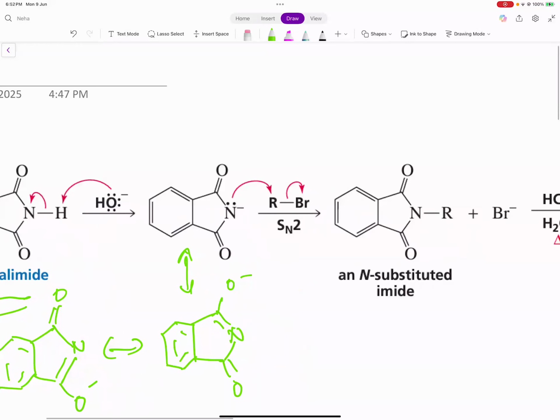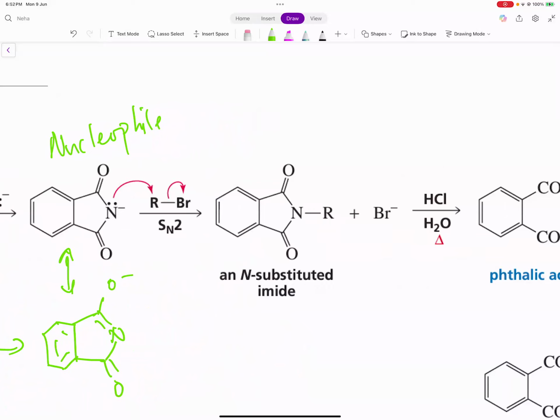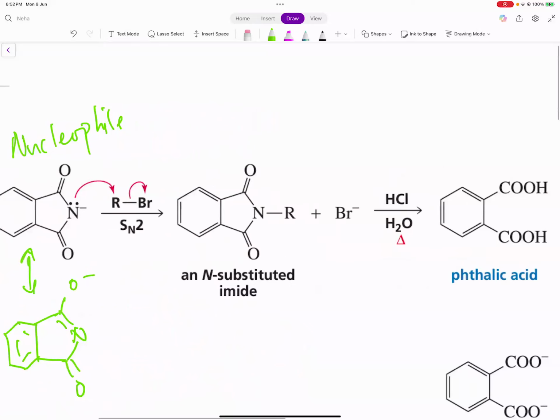And after that, this is a nucleophile, right? And it is a nucleophile, and obviously what will happen? It will attack the RPR. So an SN2 reaction has occurred. Now, this is called an N-substituted imide. What it is called is not important.